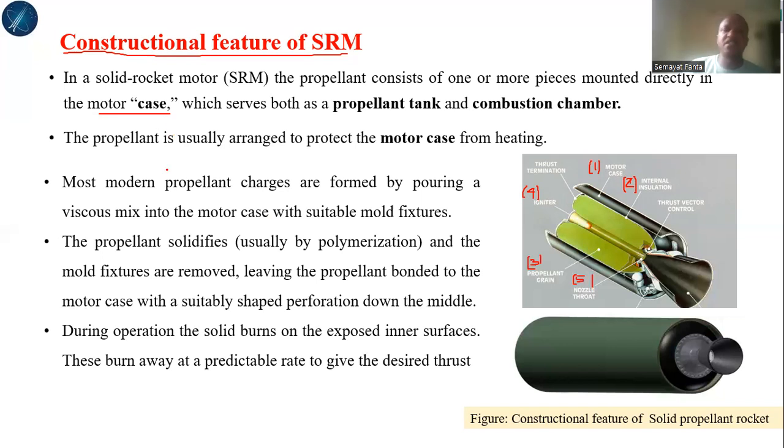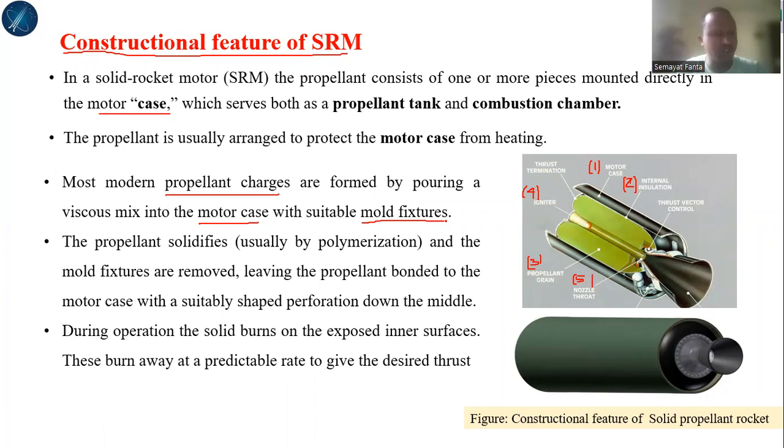Most modern propellant grains are formed by pouring the viscous mix into the motor case. The propellants, the chemicals, are molded by pouring the viscous mixtures into the casing chamber. In the casing chamber, there are some mold cavities, or shaping things, so it will take the shape of that. With suitable mold fixtures, we need some fixtures also. Do you know what fixtures are in mechanical engineering? Fixtures are tool holding devices.